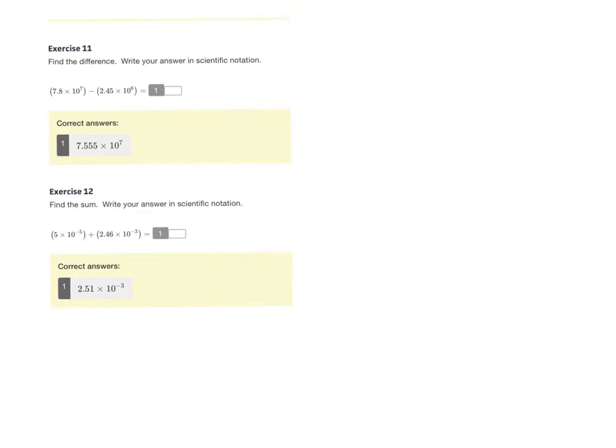All right, question number 12. I've got 5 times 10 to the negative 5th plus 2.46 times 10 to the negative 3rd. Now, what you should identify right away is that we don't have the same exponent. But we can make them the same. So what I'm going to do is subtract 2 here. That means this one has to get 2 larger.